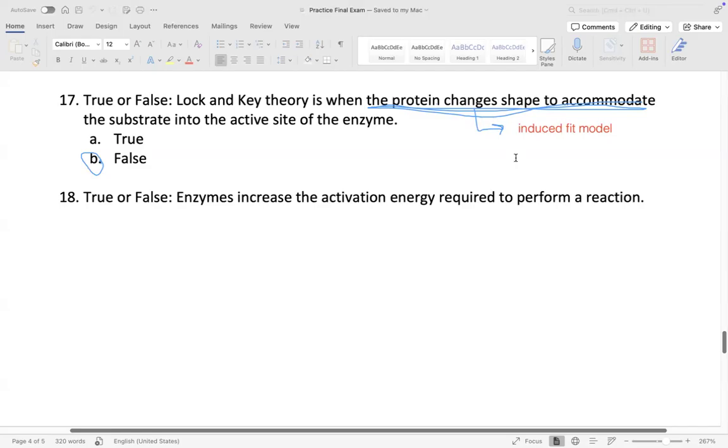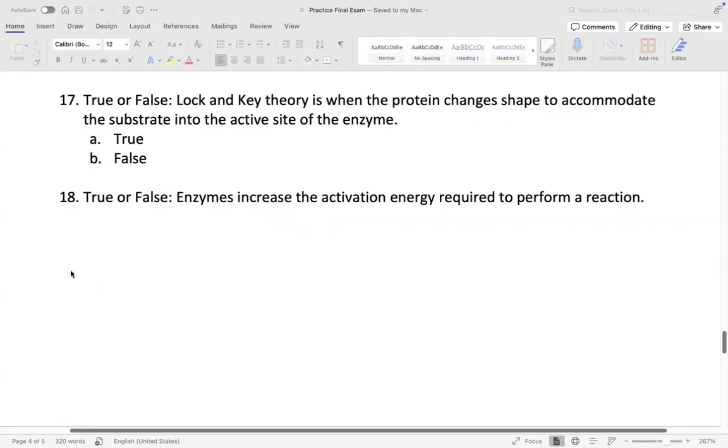Number 18, true or false, enzymes increase the activation energy required to perform a reaction. So enzymes do not increase the activation energy. In fact, they decrease it. So as it's written, it is false. If it would have said decrease, then it would have been true.